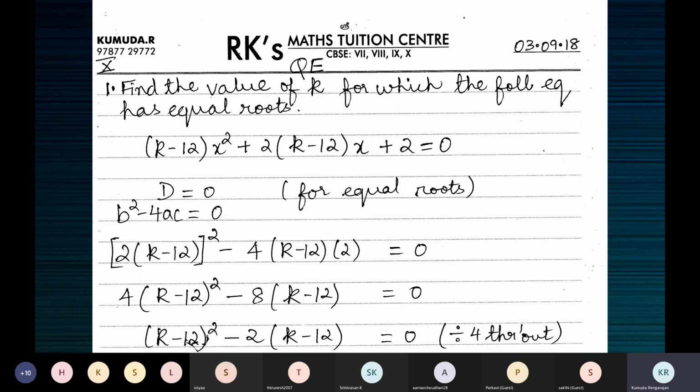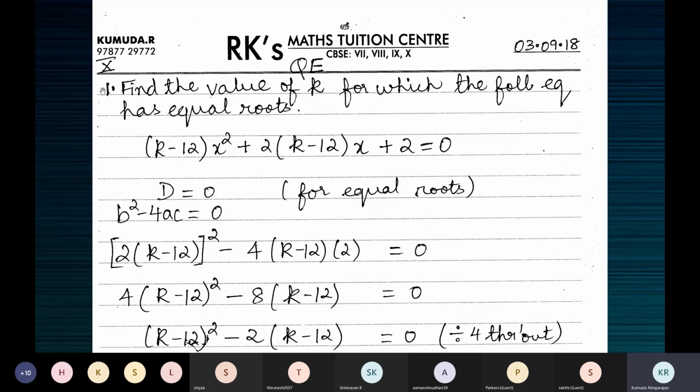B is the coefficient of X, 2 into K minus 12. A is the coefficient of X square, K minus 12. And C is the constant. Substitute and get the value of K. Work this, children, now. We need to make sure that we know how to calculate.